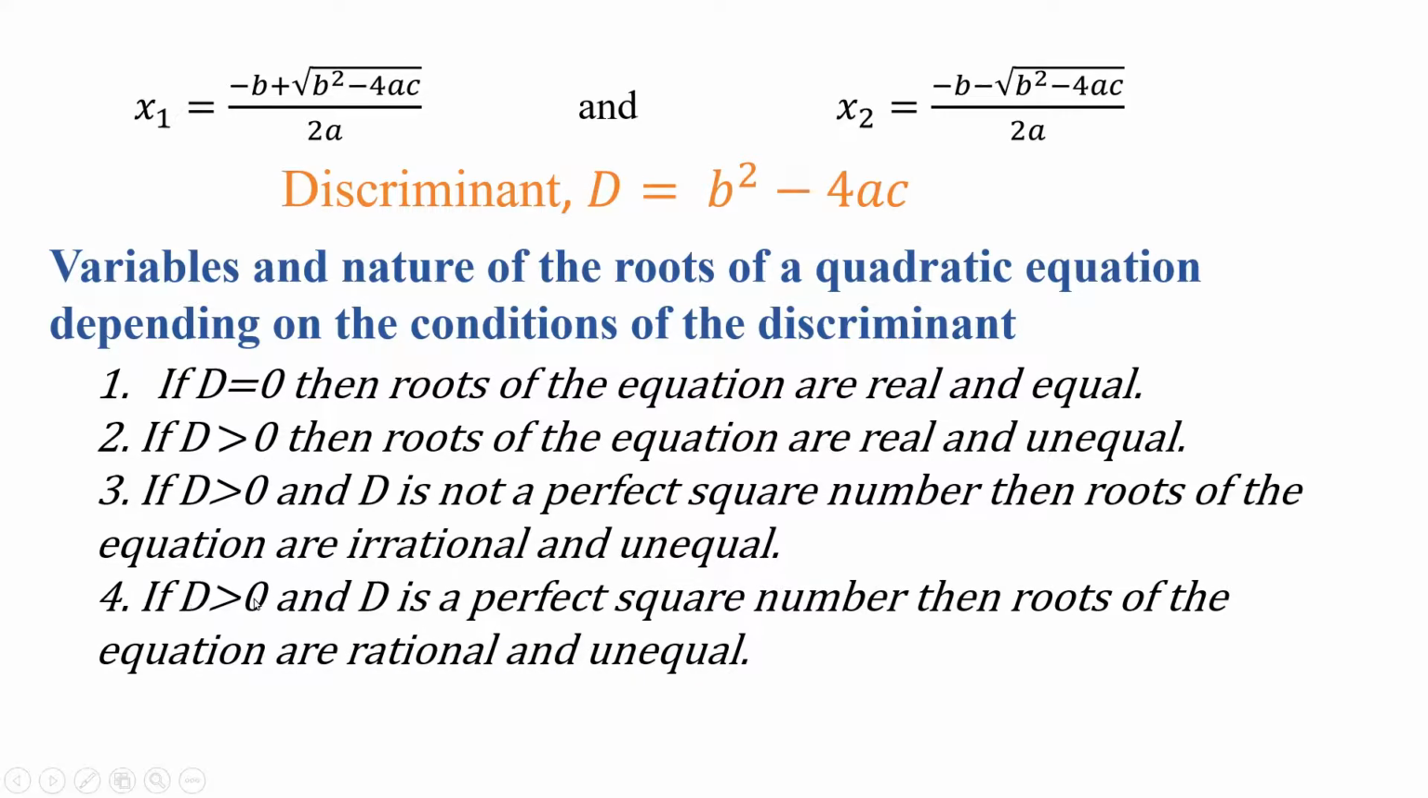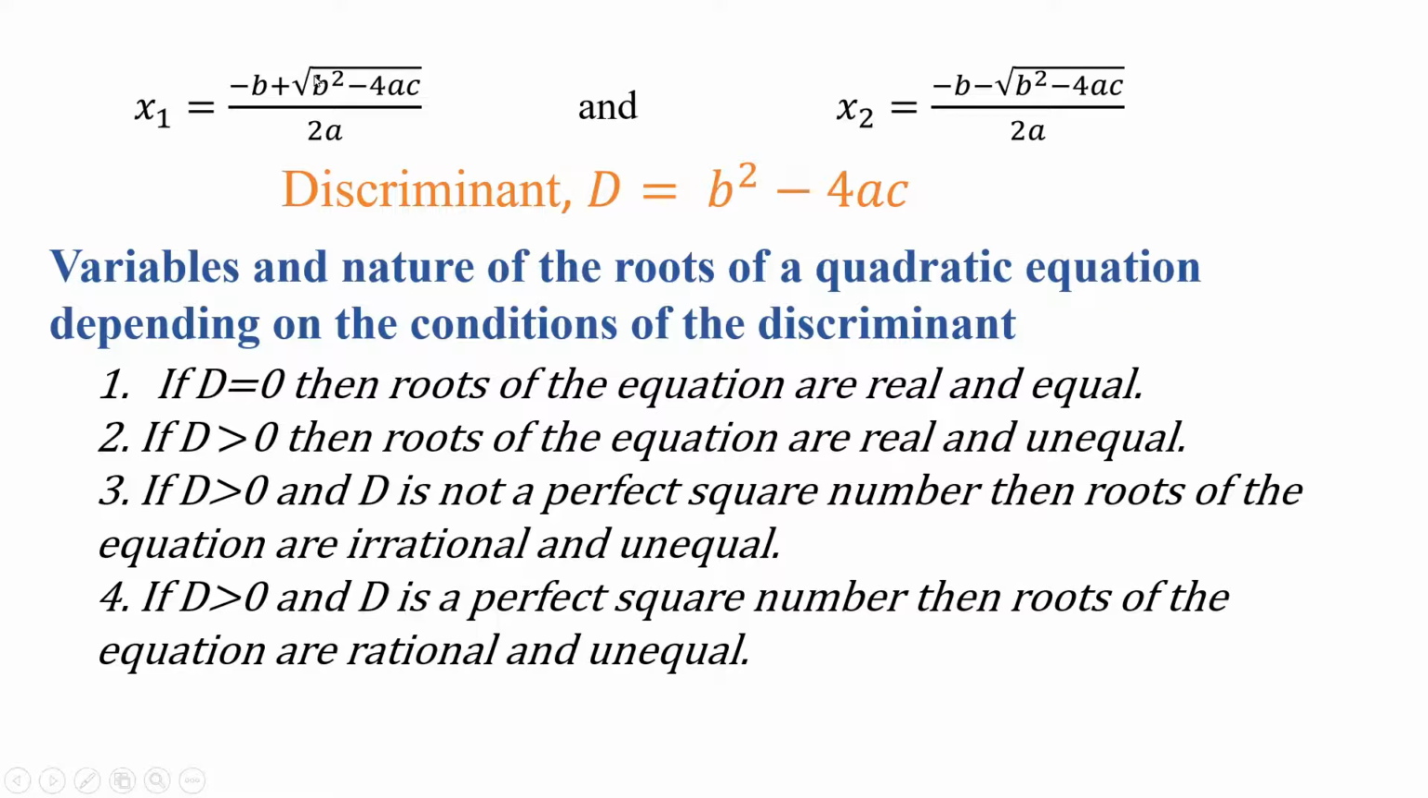If d is greater than 0 and d is a perfect square number, that means 4, 9, 16, 25, etc. If here b square minus 4ac is equal to 4, then the square root of 4 is equal to 2. Then we get a rational number.